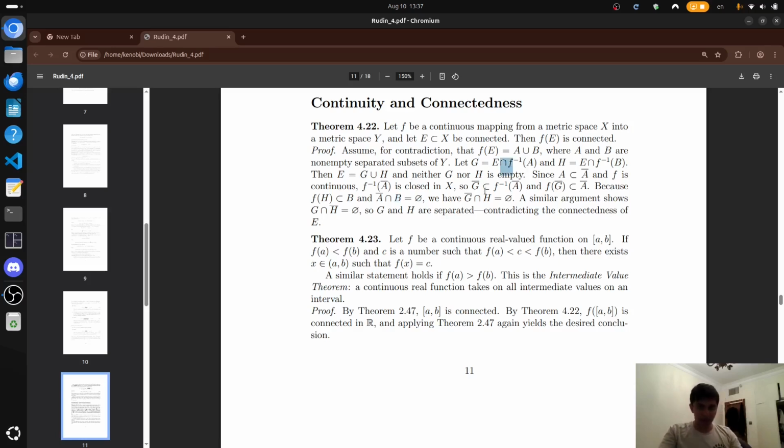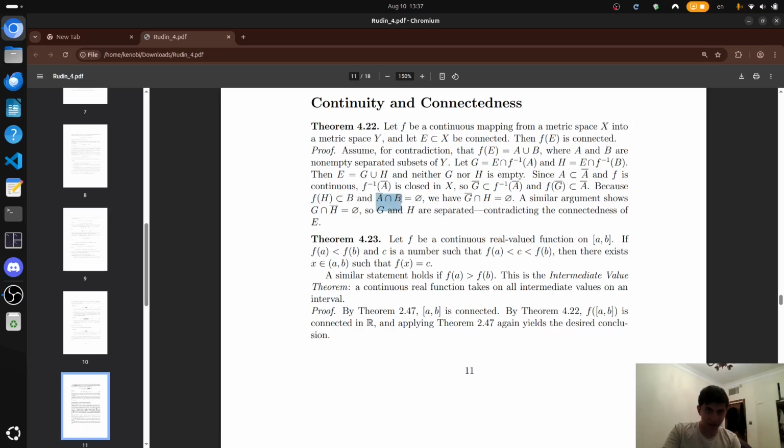So if you use that logic, you can get that g closure is a subset of f inverse of a closure, and f of g closure is a subset of a closure. Because here you just apply f on both sides, right? Because f of h is a subset of b, and a closure intersection b is empty. We have that g closure intersection h is empty, because this is a subset of b and this is a subset of a closure.